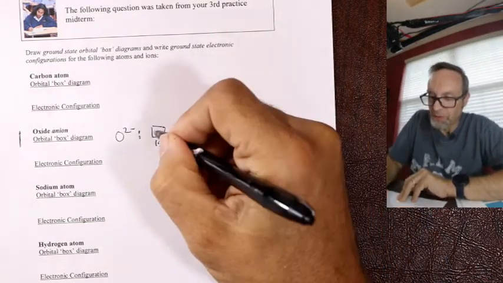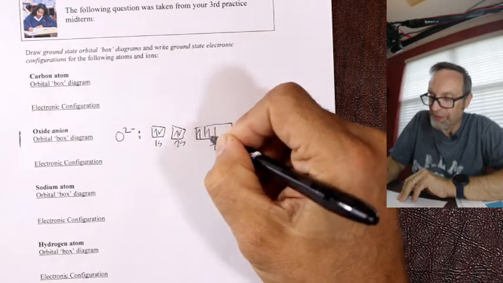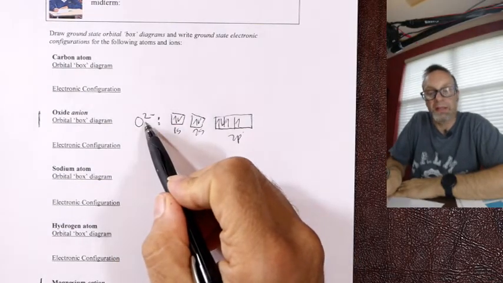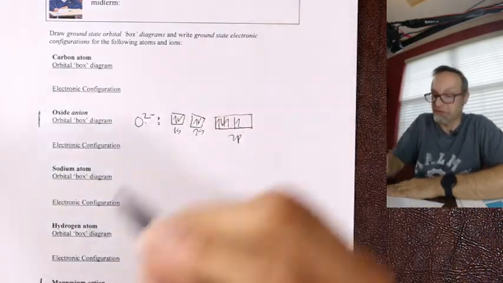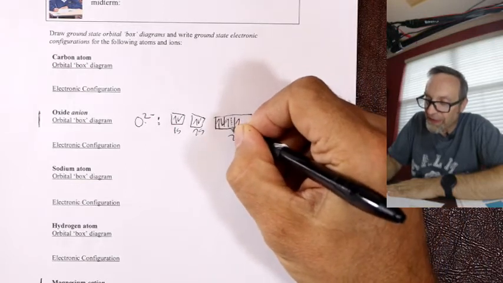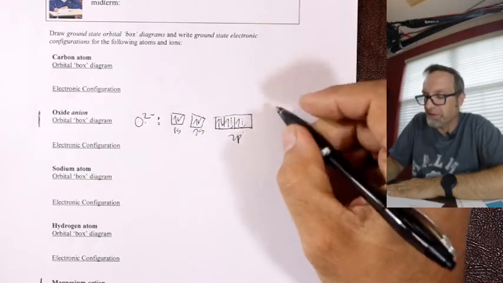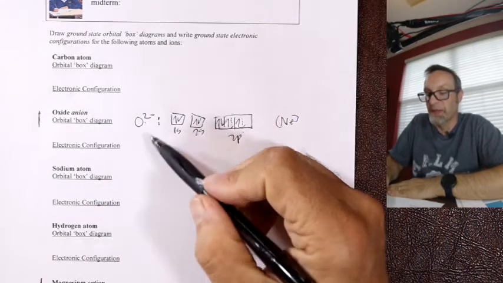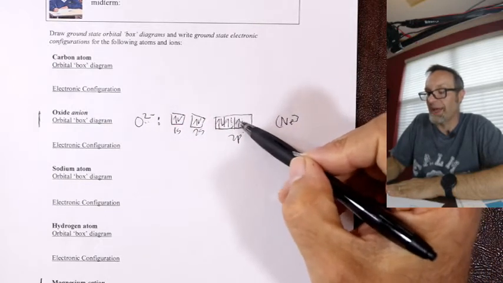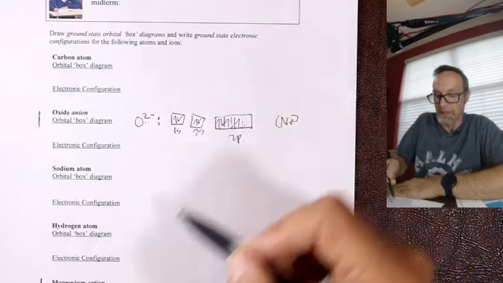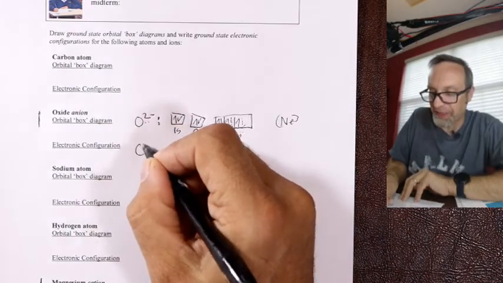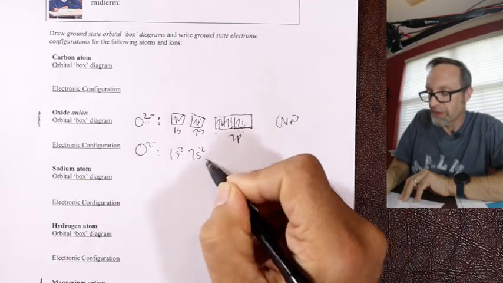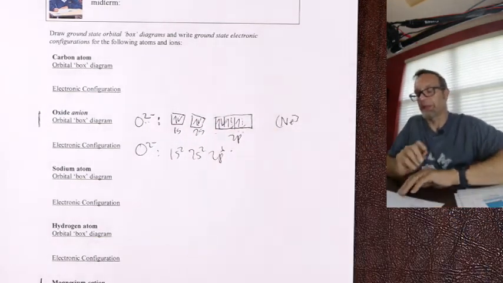Now if I did oxygen, 1, 2, 3, 4, 5, 6, 7, 8, fair enough. But oxide is a -2 ion. Guess what? 2 extra electrons come in, where do they go? They fill here and here. So now that's completely full. It looks like neon. So it's an inert gas configuration. Remember, atomic ions look like a noble gas. I have to add 2 to get the full box. Let's write the configuration. This is why you should just know 1s2, 2s2, 2p6. It's isoelectronic with neon.